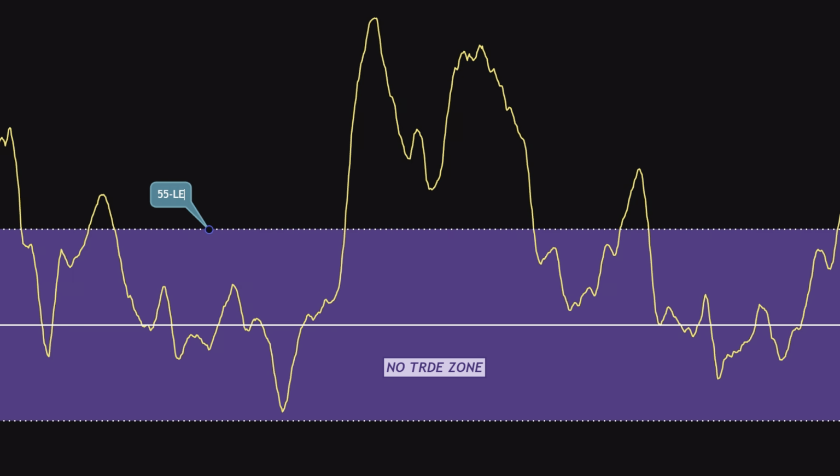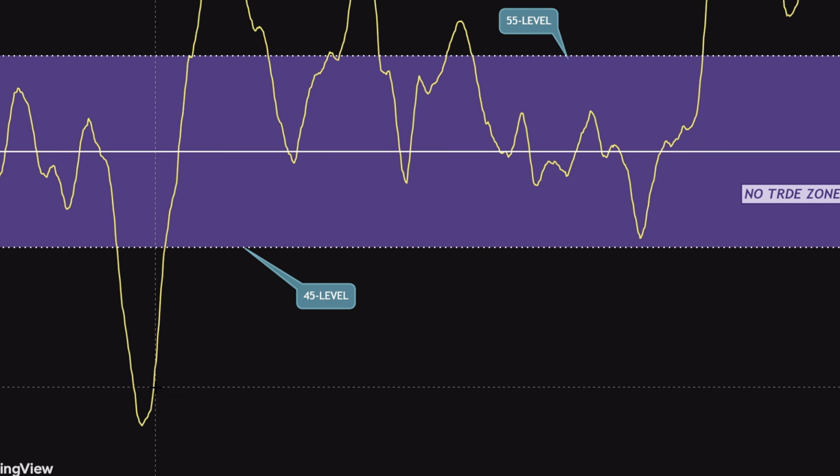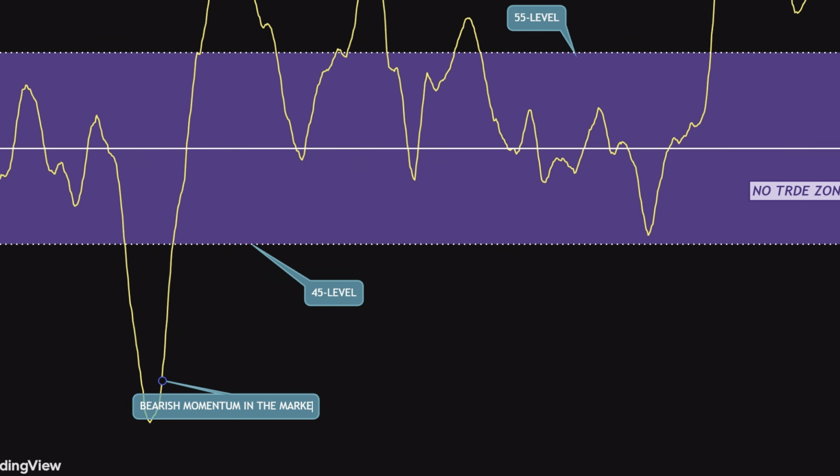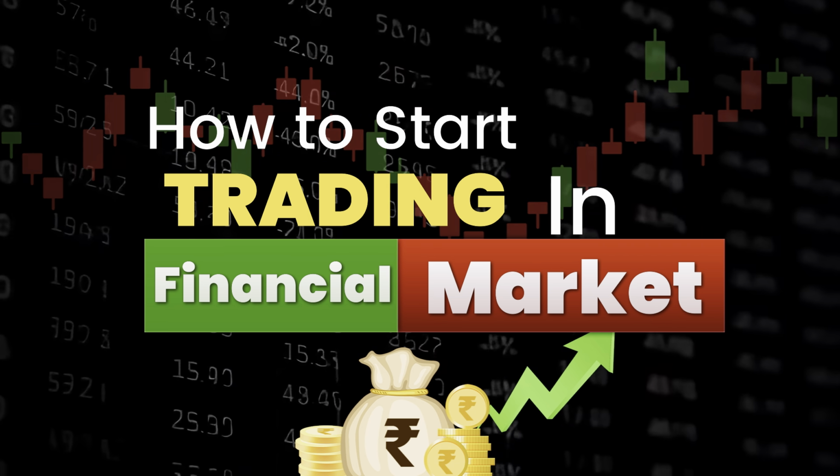When the RSI moving average rises above 55, we have bullish momentum. When it drops below 45, we have bearish momentum. Now we're only interested in markets showing actual direction. That's where the trading rules begin.